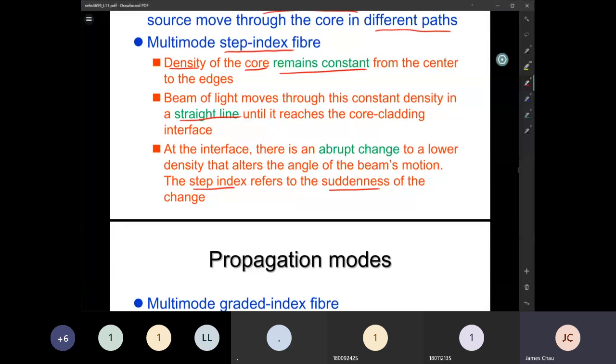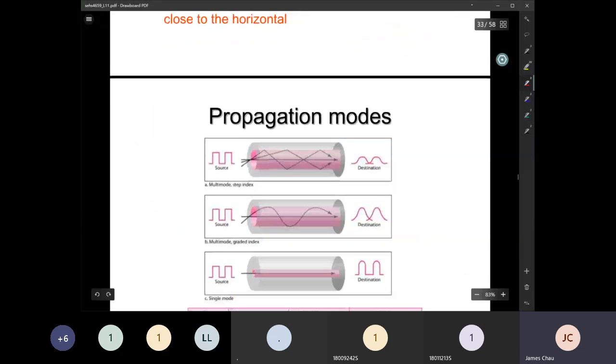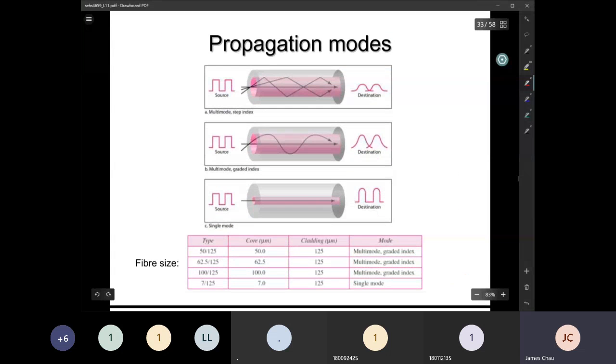Now you can see on page 33, we have the step index multimode optical fiber. You can see that many lights can pass through the cable, and they are traveling in a straight line, and at the core and cladding interface, we have a reflection. This is the multimode step index.